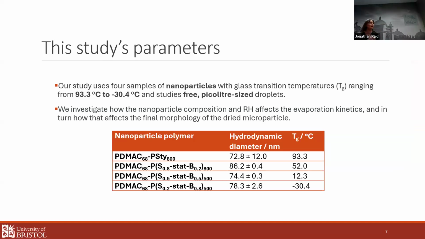To provide a more comprehensive study of this, my study looked at 4 different nanoparticles which were made at the University of Sheffield, and they had 4 different Tgs. They were monodisperse, with Tgs ranging from below room temperature to above. So we can see the full scheme of the really soft ones versus the hard, brittle ones. I also did a study using 3 picolitre size droplets, which are much more relevant to the types of things seen in spray dryers.